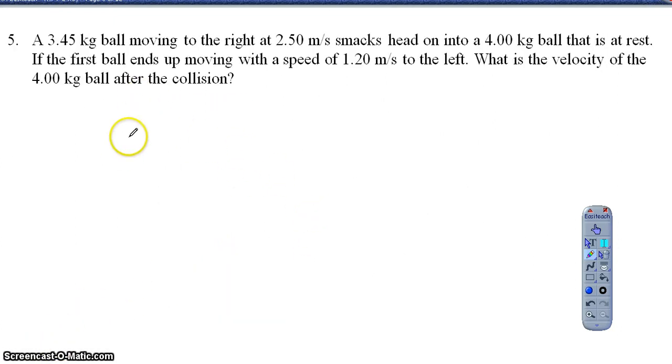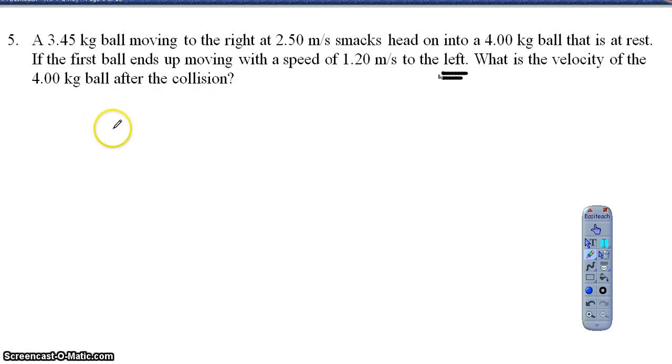So question 5 is actually just a review question for us, right? It goes back to momentum. A 3.45 kilogram ball moving to the right at a speed of 2.50 meters per second smacks head-on into a 4.00 kilogram ball that is initially at rest. The first ball ends up moving with a speed of 1.20 meters per second to the left, and the direction here is the biggest thing you have to watch out for. So it ends up 1.20 meters per second to the left. What is the velocity of the 4.00 kilogram ball after the collision?